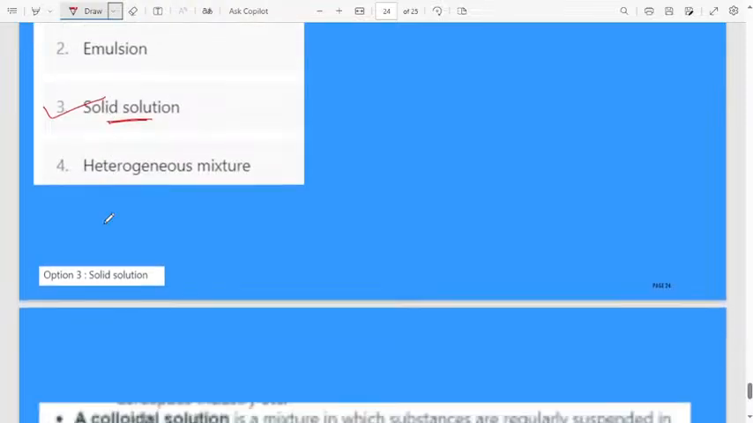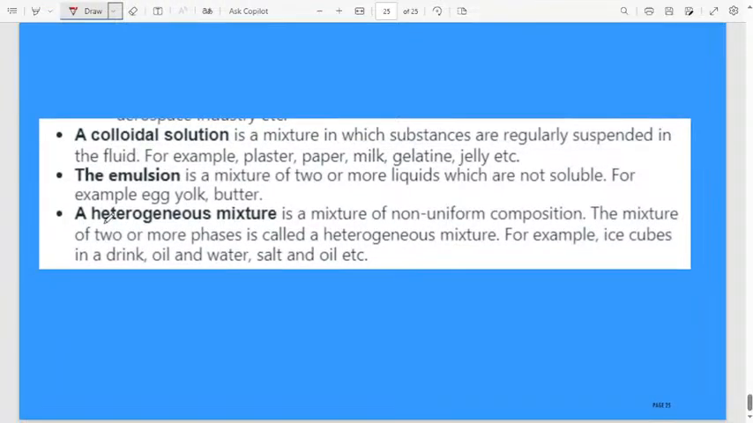Next, I think this one I explained: heterogeneous mixture, colloidal solution, emulsion, everything I explained. Even heterogeneous I explained. It is a mixture of non-uniform composition, a mixture of two or more phases, like ice cubes in a drink, oil and water, salt and oil. These are examples of heterogeneous mixtures.